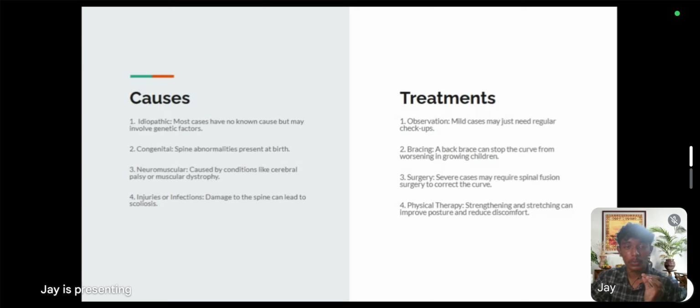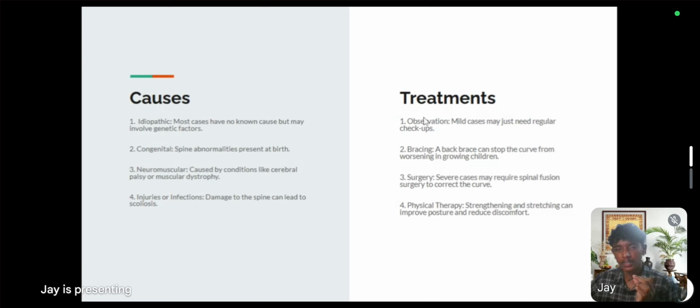And next we have congenital. Spine abnormalities may be present at birth. So they develop into scoliosis at an early age or later on when they hit a growth spurt in puberty. Third is neuromuscular cause. This is caused by conditions like cerebral palsy or muscular dystrophy. Fourth is injuries or infections. Damage to the spine can lead to scoliosis.